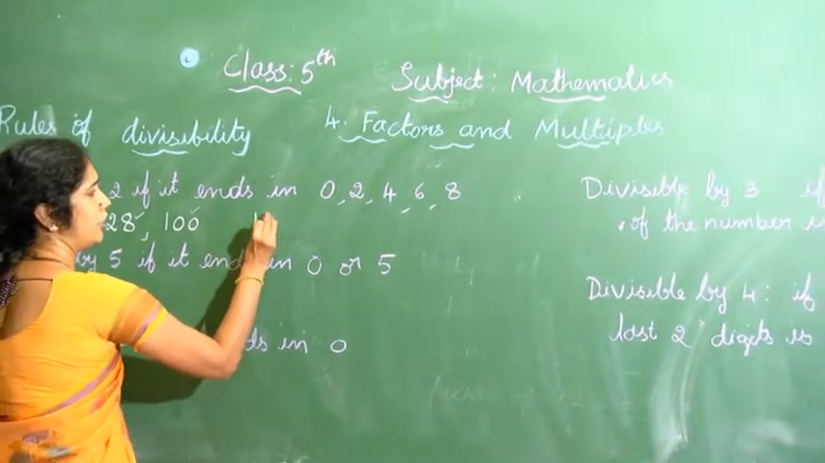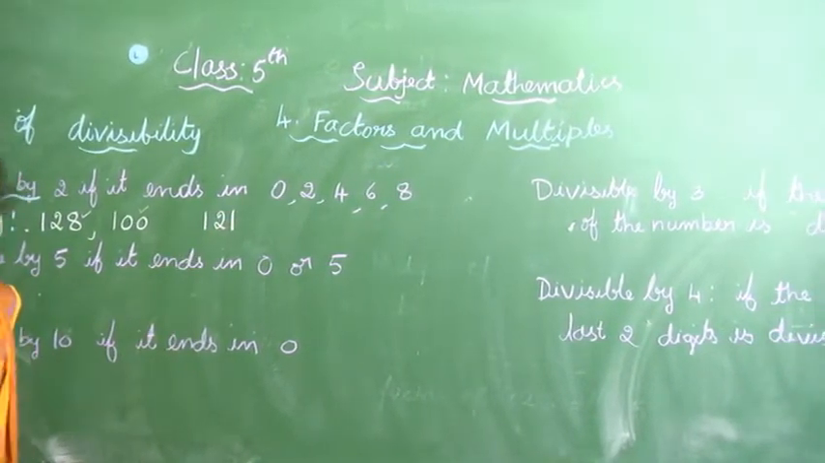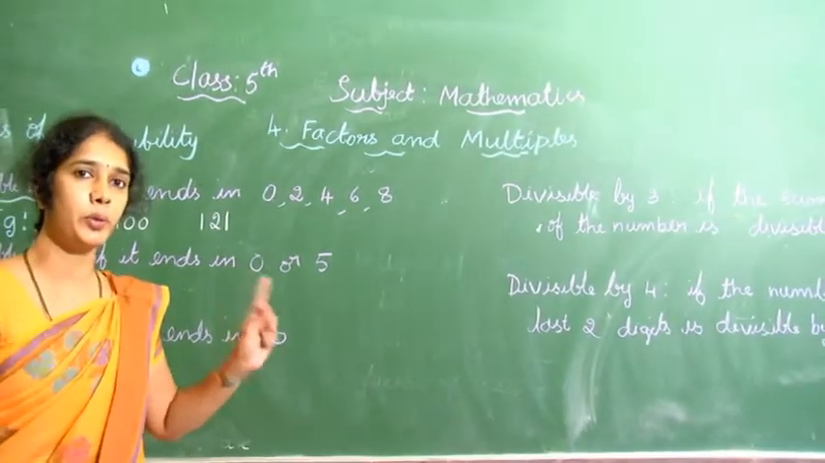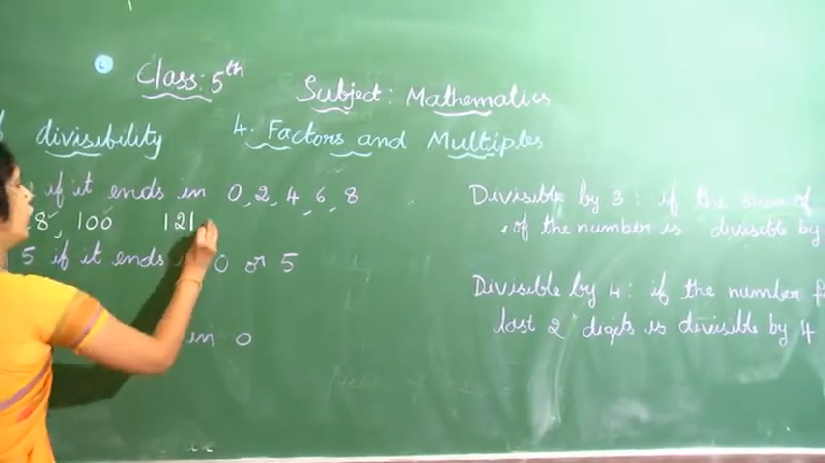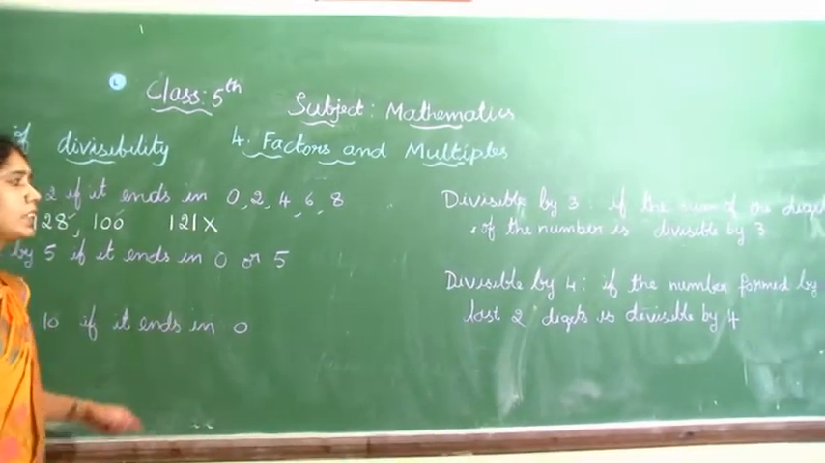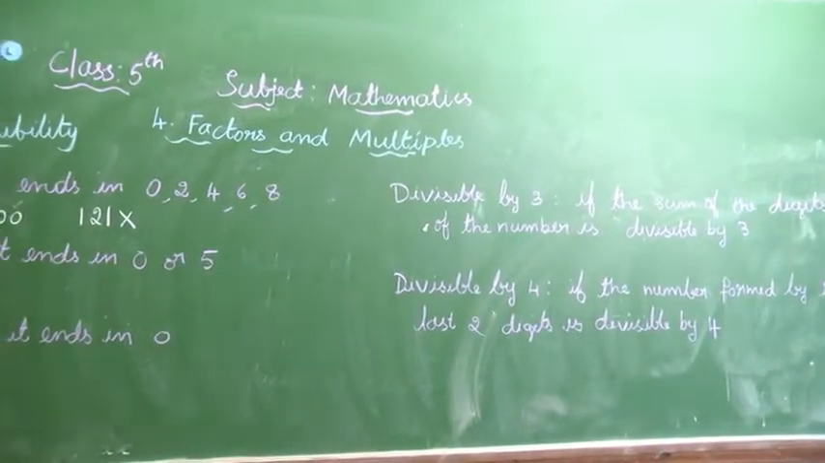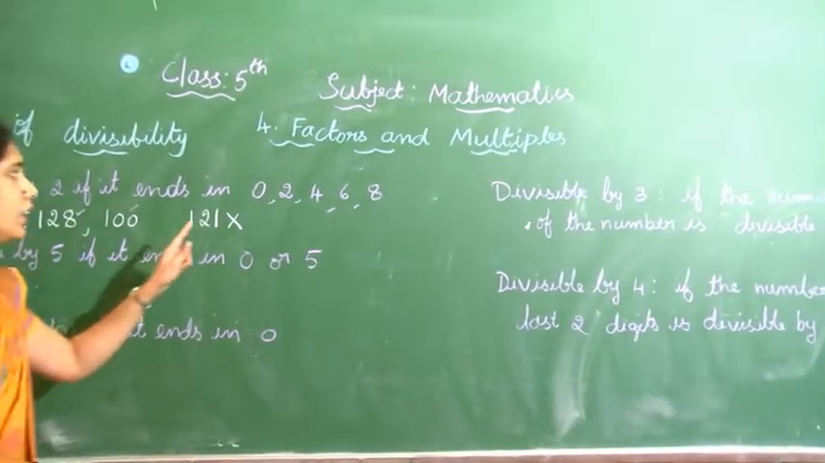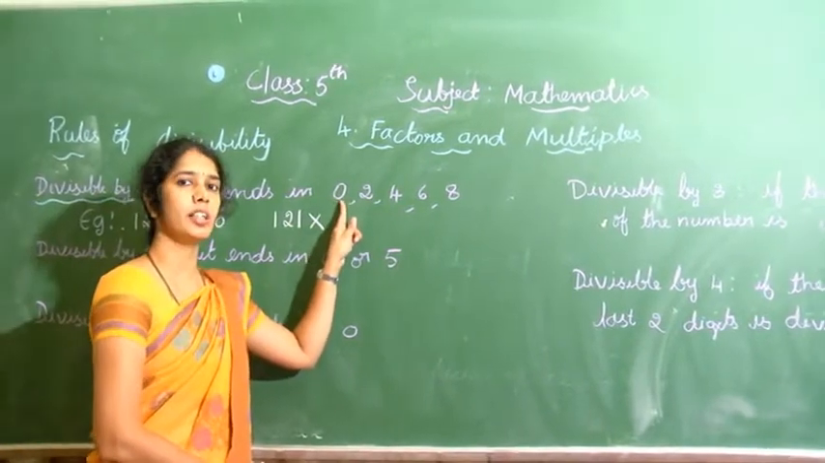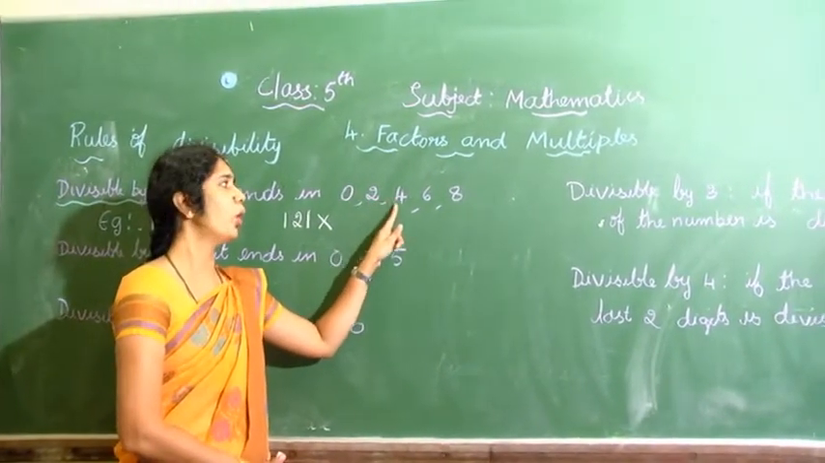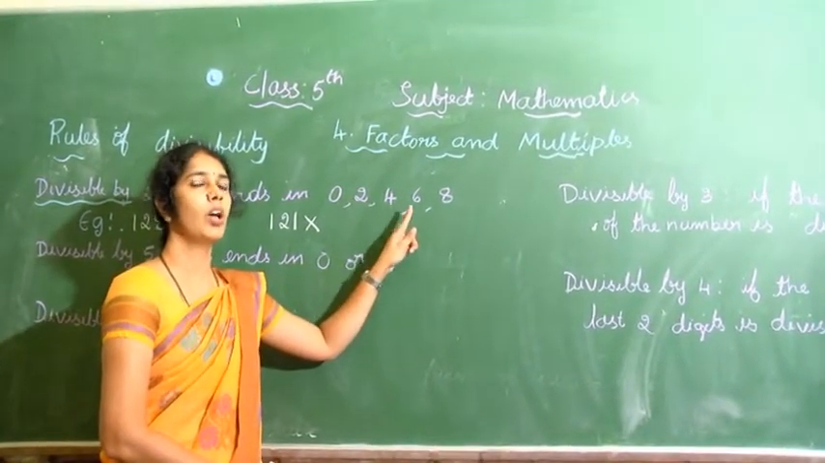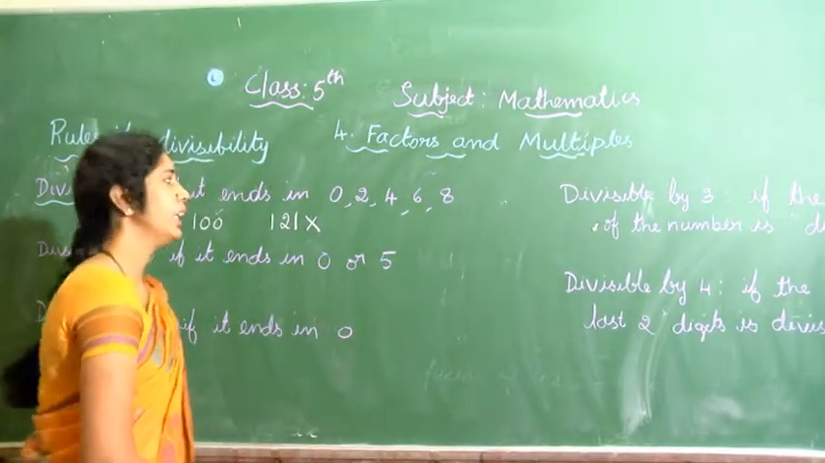Now, I will write 121. Is it divisible by 2? No. Why? Because the unit place digit is 1. What is the rule of the divisibility test of 2? The unit place digit should be 0 or 2 or 4 or 6 or 8.